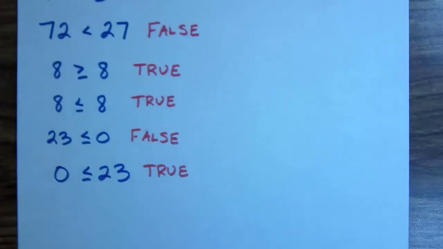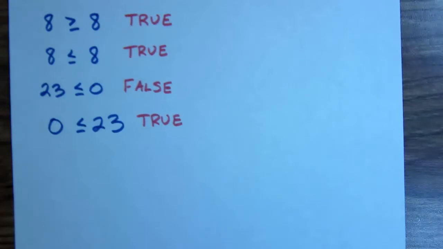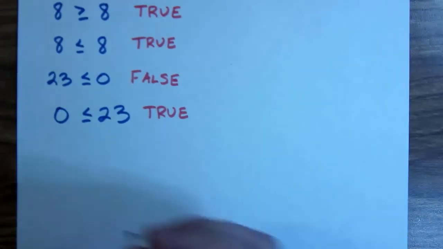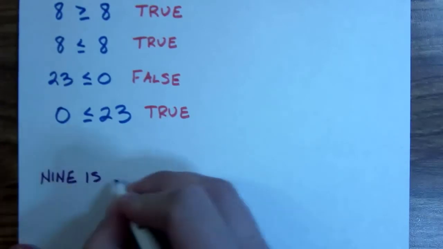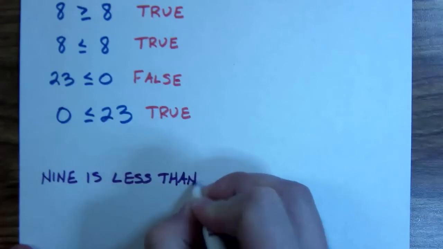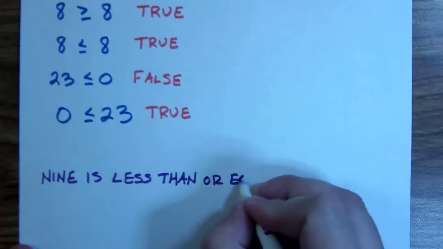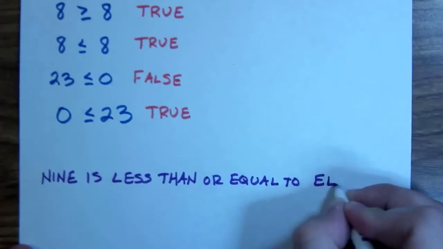Let's try to go the other way. Let me give you the words. I'm going to actually write it out in words, and I want to see if you can write it in symbols. 9 is less than or equal to 11.